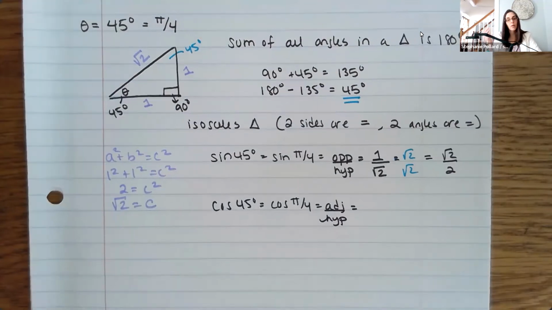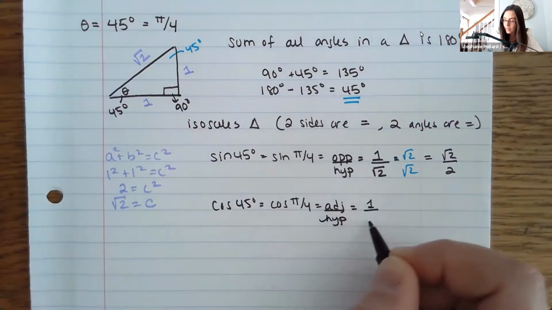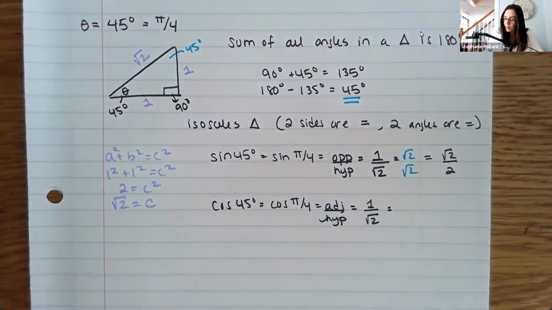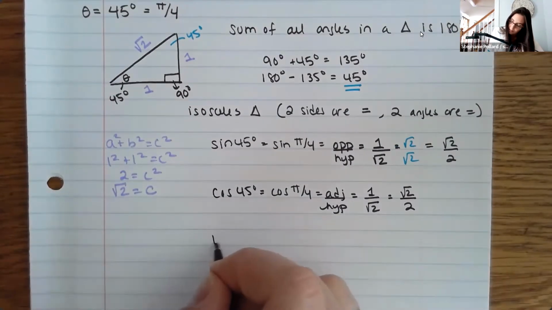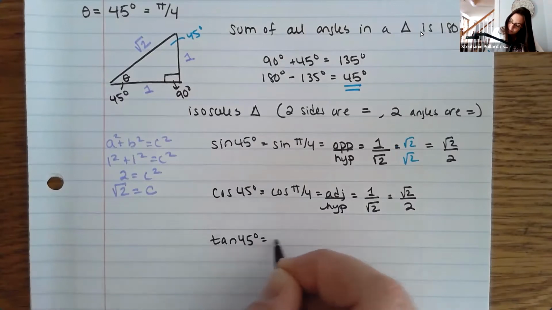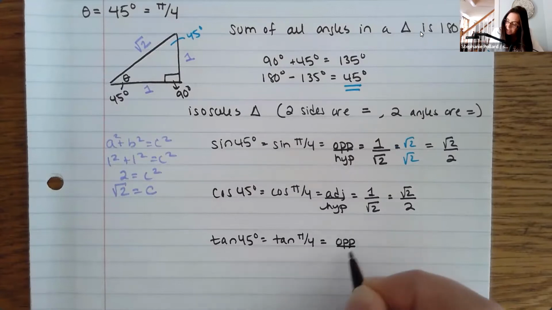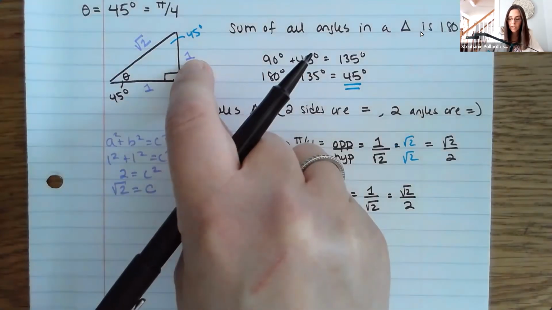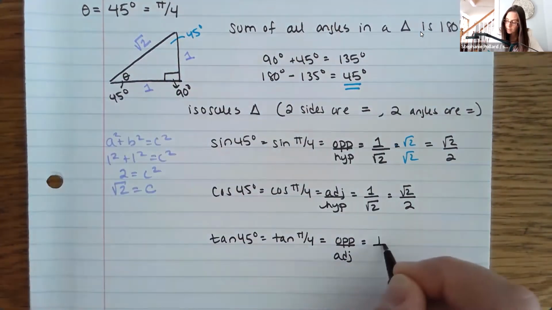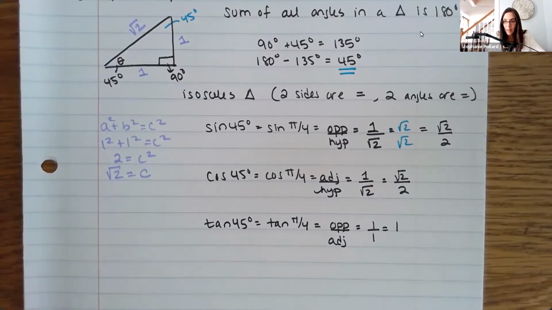Now, when I do the adjacent over hypotenuse, I'm looking at this number 1 here. I get the same result, which makes sense because the two legs are the same. Once you clean this up again, you also get root 2 over 2. So tangent is opposite over adjacent. My opposite is 1, my adjacent is 1, so I just get 1. Hopefully these values all look familiar to you because we've seen them before, and you can see how they are consistent with the unit circle results.